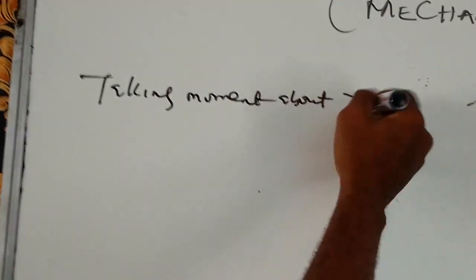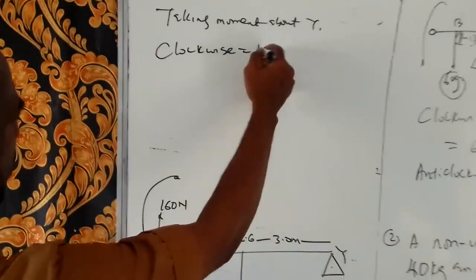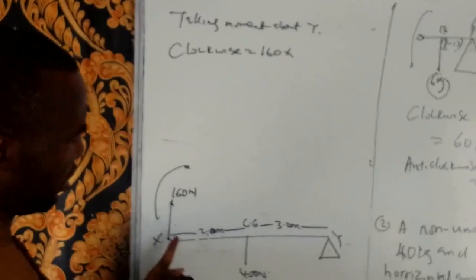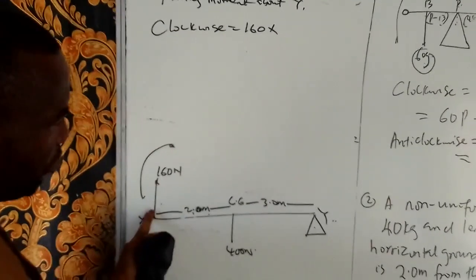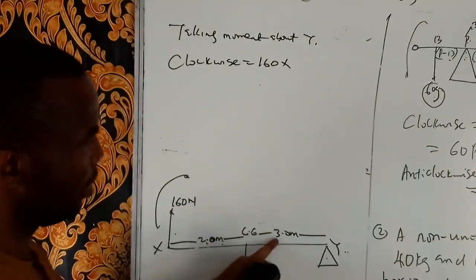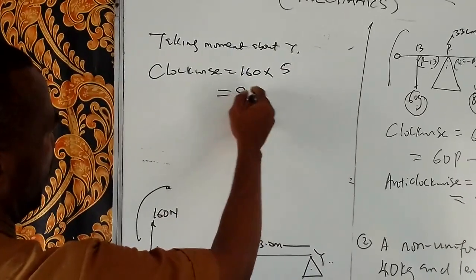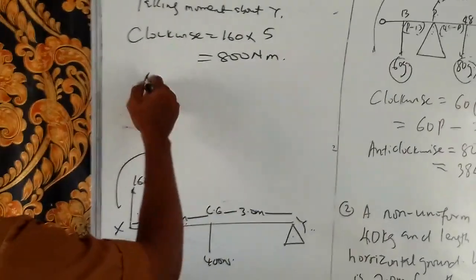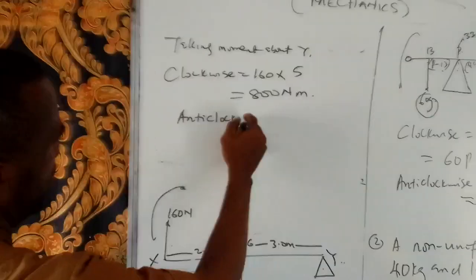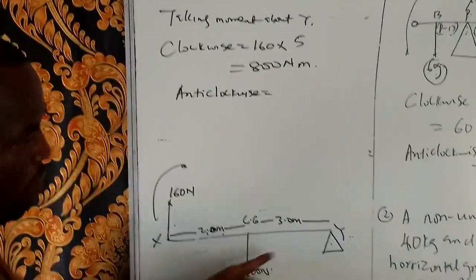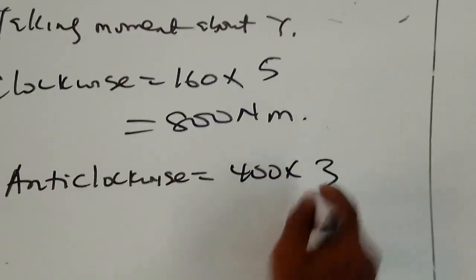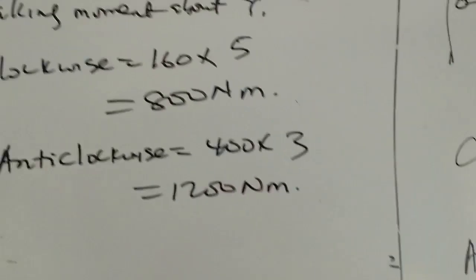So we now have the clockwise moment, which is 160 times the distance to the pivot. From here to the pivot is 5 meters, that is 2 plus 3, times 5, that gives us 800 Newton meter. We now also take the anti-clockwise moment. The force down there is 400, 400 times 3, which gives us 1,200 Newton meter.